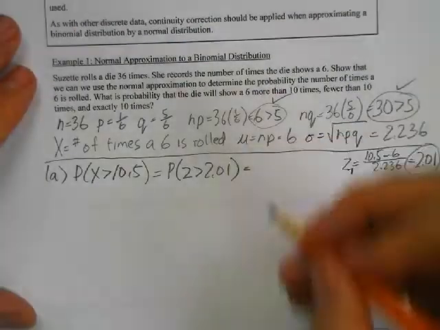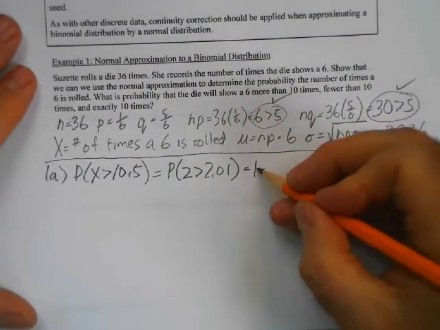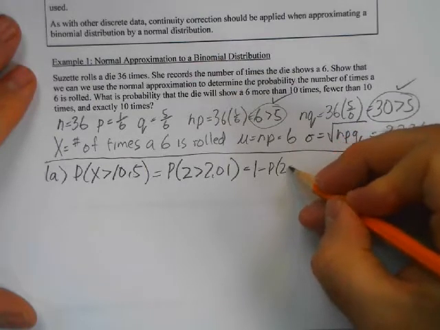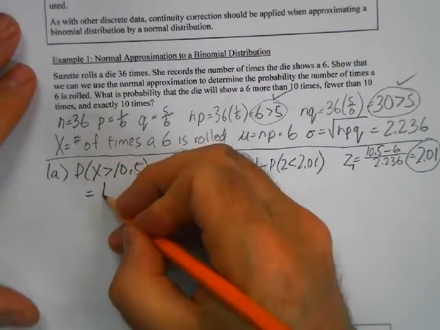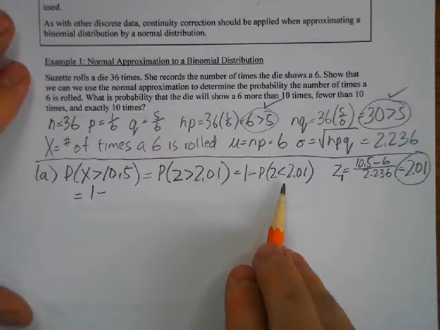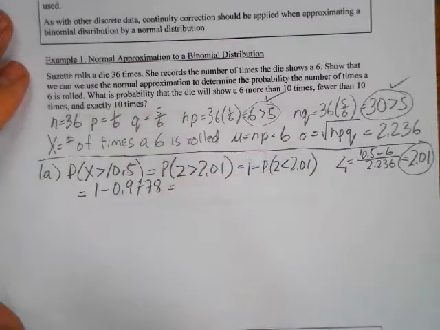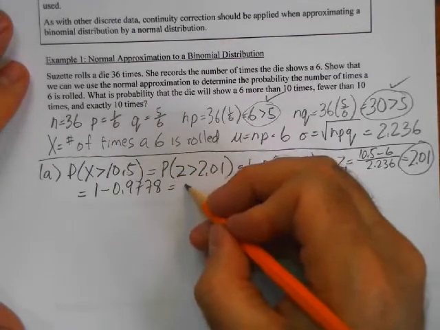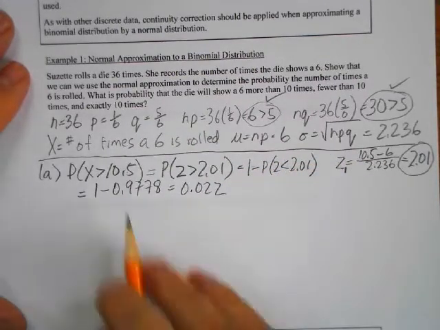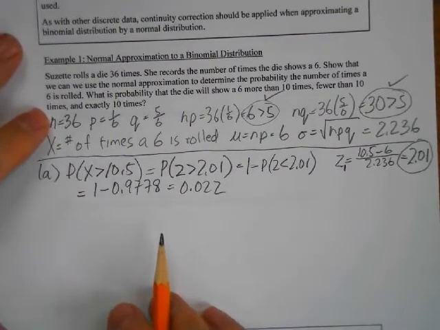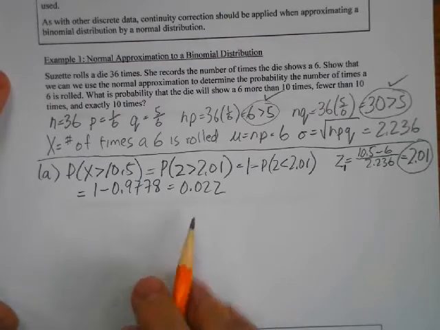Now remember, with z-scores we want it to be less than the value, so we have to do our switch. 1 minus the probability that z is less than 2.01, which is 1 minus, and if we look this up on the z-table, we get a value of 0.9778. So take that away from 1, we get 0.022. Okay, we'll do a word answer at the very end. So that's basically a 2.2% chance that a 6 is rolled more than 10 times.